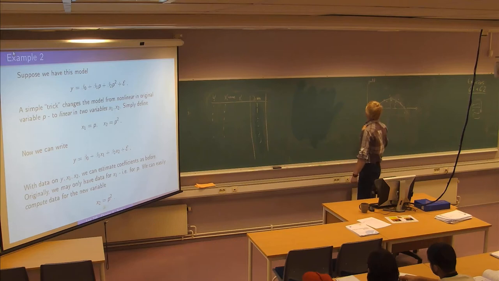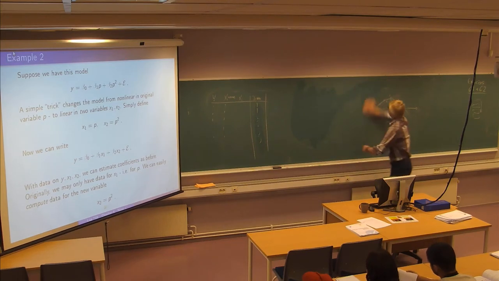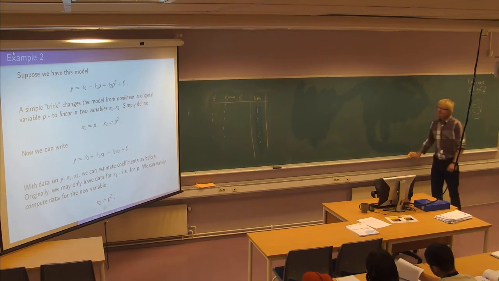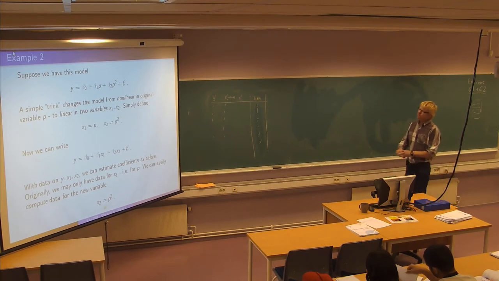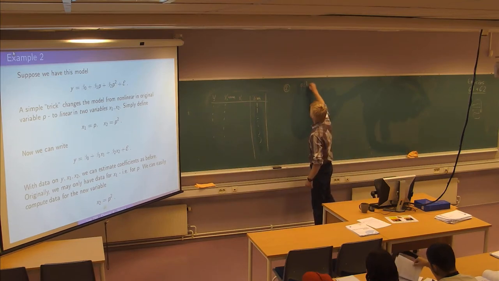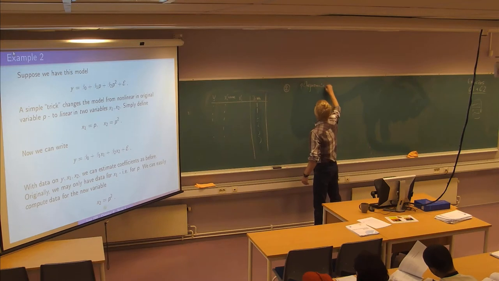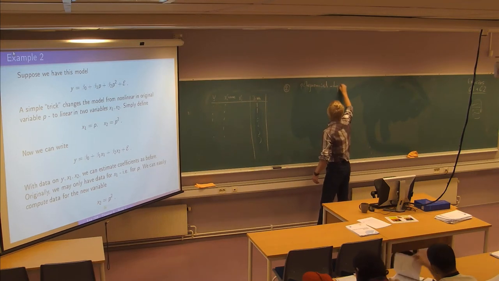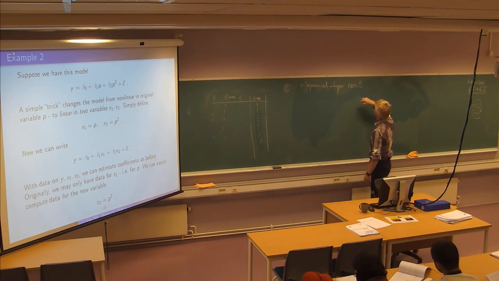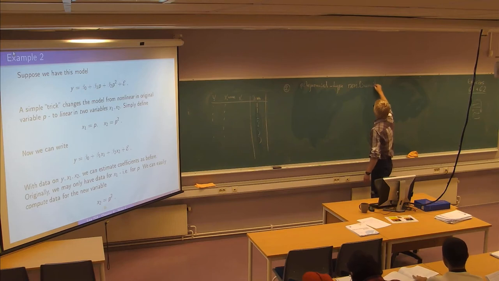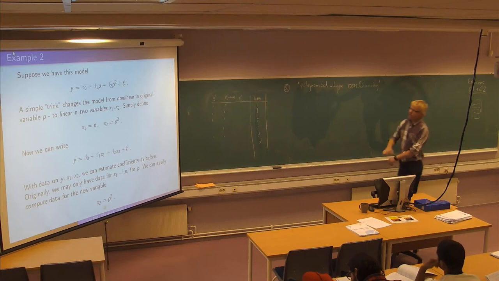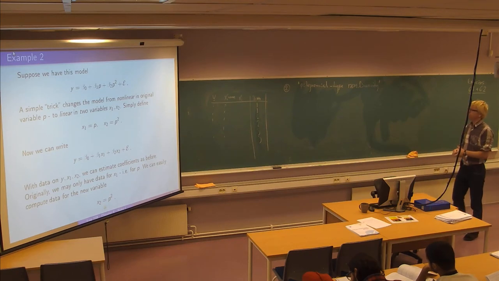So, if we start with the type 2, we can call it polynomial type nonlinearity. I will show you that it's in fact more general than polynomial, but let's just call it that.